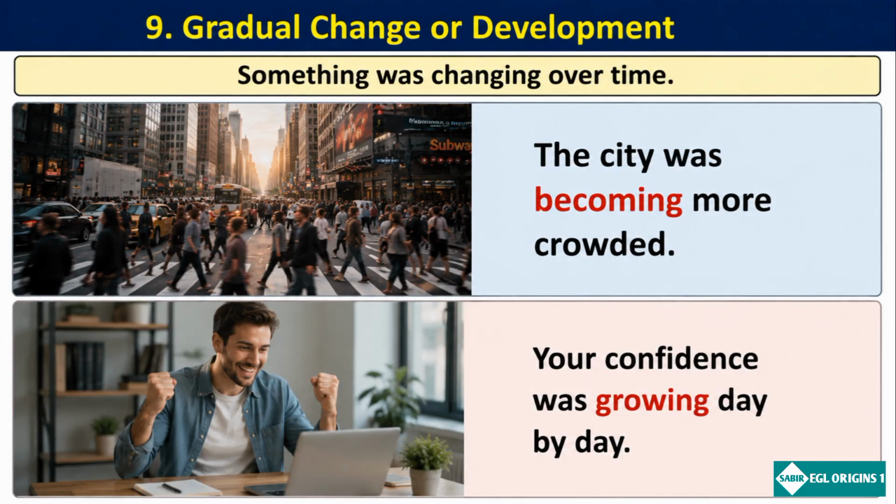Number 9. Gradual change or development. Something was changing over time. Examples: The city was becoming more crowded. Your confidence was growing day by day.